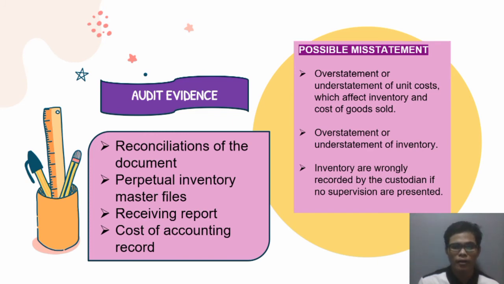And for possible misstatement, management will make a misstatement if they do not correctly record or count the inventory in a proper manner. So what are the possible misstatements that might occur? The first one is overstatement or understatement of unit costs, which affects inventory and cost of goods sold. The second is overstatement or understatement of inventory. And the last one is inventory might be wrongly recorded by the custodian if no supervision is present.